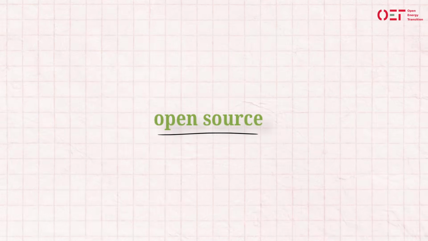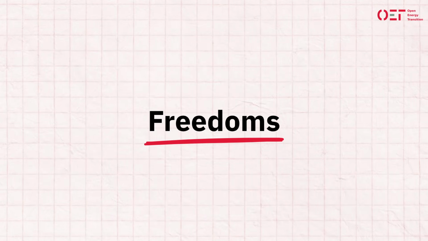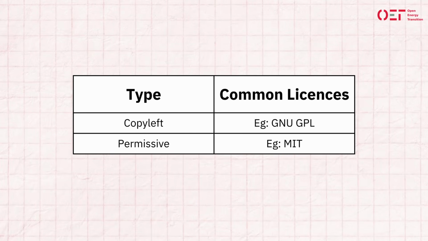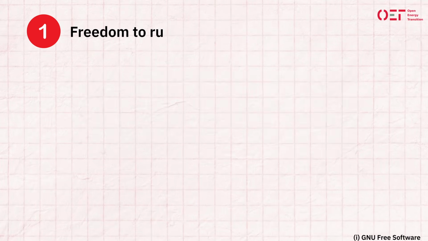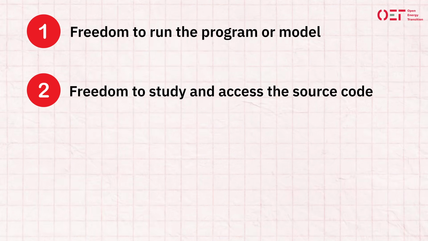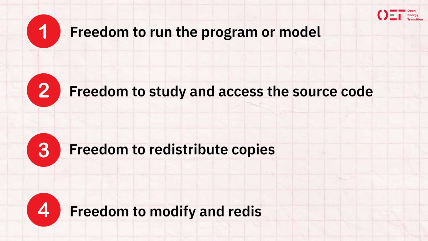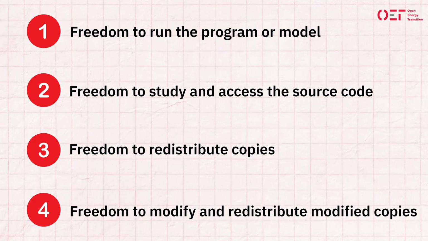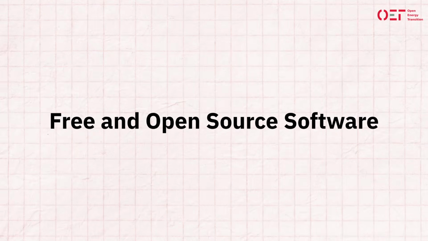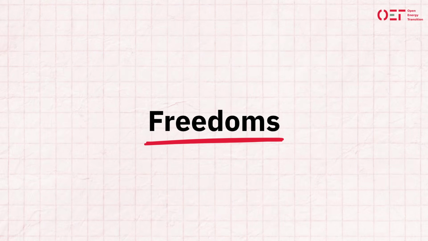What is open source? It is the term used for the software aspect of open modeling. To understand what it entails, we can think of the rights and 4 freedoms associated with free and open source licenses. These are the freedom to run the program or model, the freedom to study and access the source code, the freedom to redistribute copies, and the freedom to modify and redistribute modified copies. A common misconception is that free here doesn't mean no cost, it means free as in freedom.